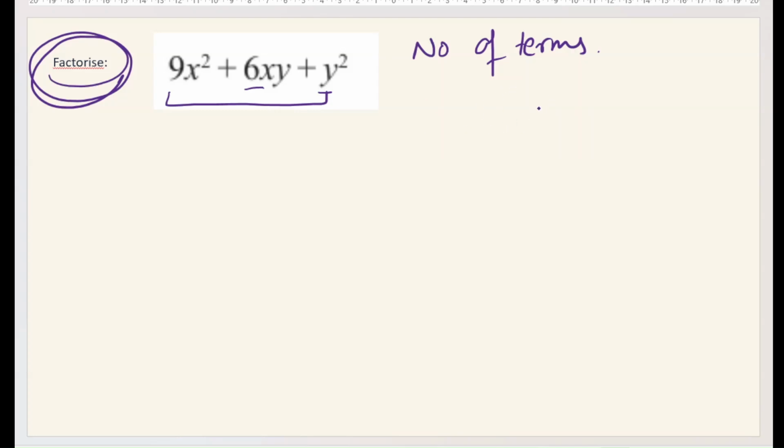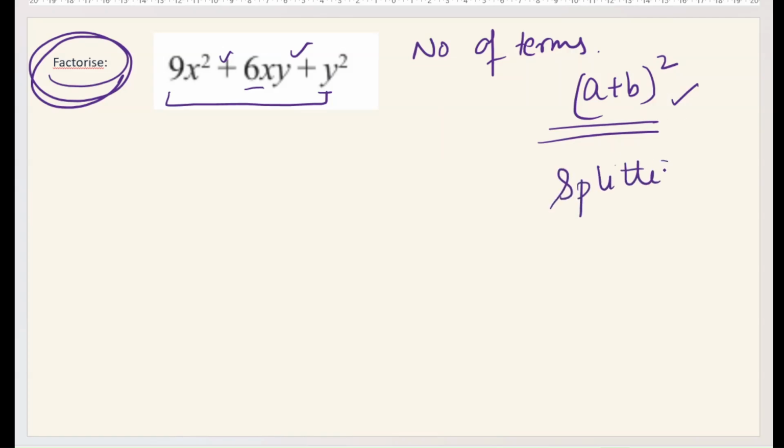There are two things which can be used. First of all, check the signs. All signs are positive. So you can use (a plus b) whole square. If you're able to factorize using this, then very good. If you're not able, then use splitting of the middle term. This also we have already done in our class 8. Okay. Now, first let us try it using the identity which we have just done, which is (a plus b) whole square.